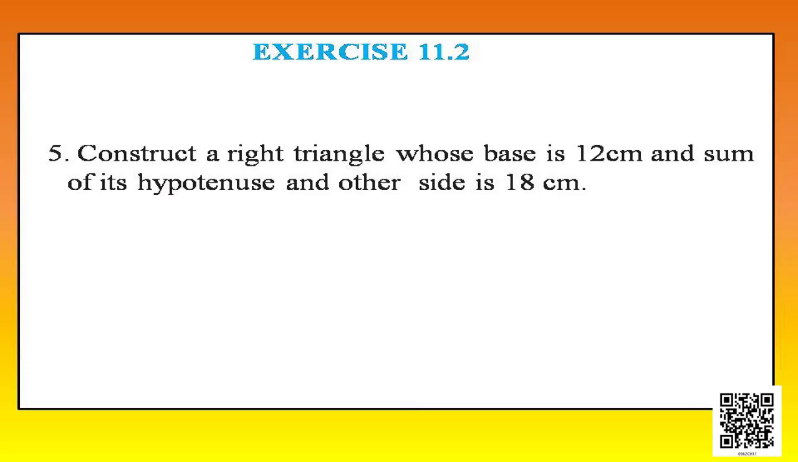Students, question number 5 of exercise 11.2 says, construct a right triangle whose base is 12 cm and the sum of its hypotenuse and other side is 18 cm. So, now I hope after going through the procedure for all these constructions, you can very easily construct this triangle. Now this is the homework for you. You have to do it by yourself.